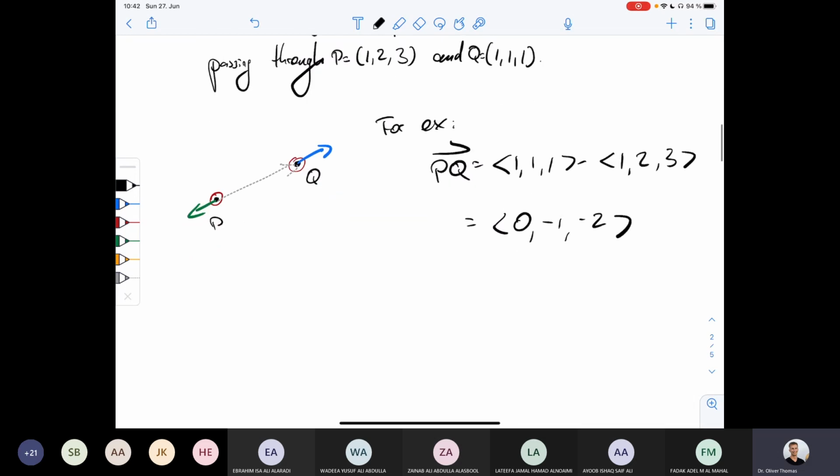So if we start at P and add 0, minus 1, minus 2, this is if we start here and then walk.